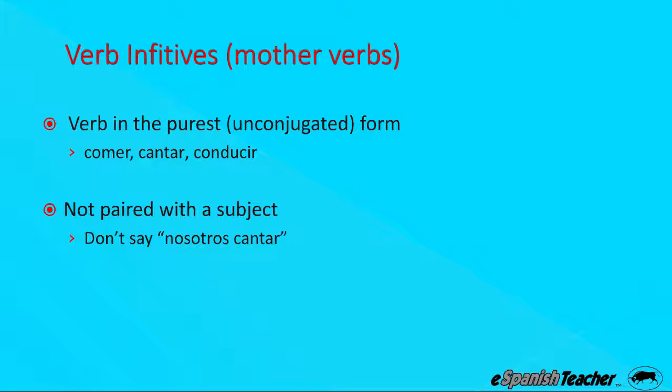Next is verb infinitives are not paired with subjects yet. So we don't want to say something like nosotros cantar, because cantar is the infinitive, and you can't pair a subject like nosotros with the verb infinitive. Now, if you changed cantar to cantamos, you certainly could say nosotros cantamos. That's perfectly fine, but that's a conjugated verb with its subject. In this case, we don't want to pair the verb infinitive, or the mother verb, the unconjugated verb, with a subject.